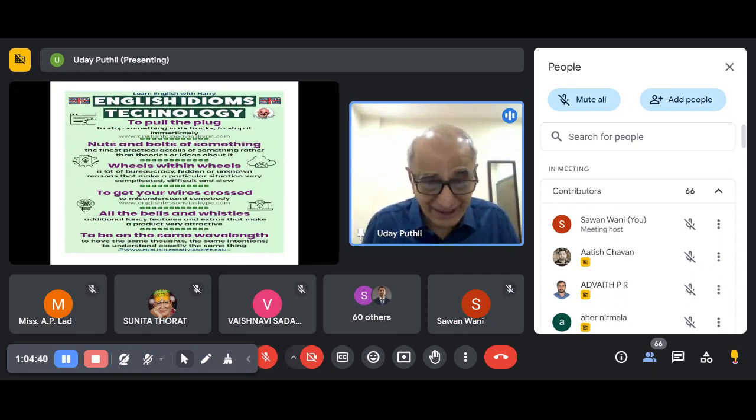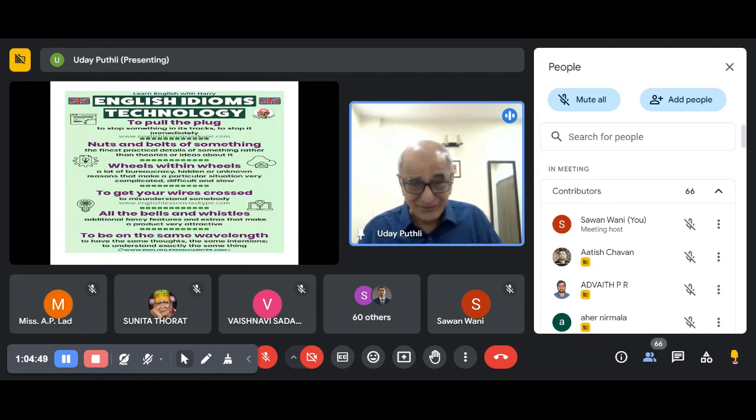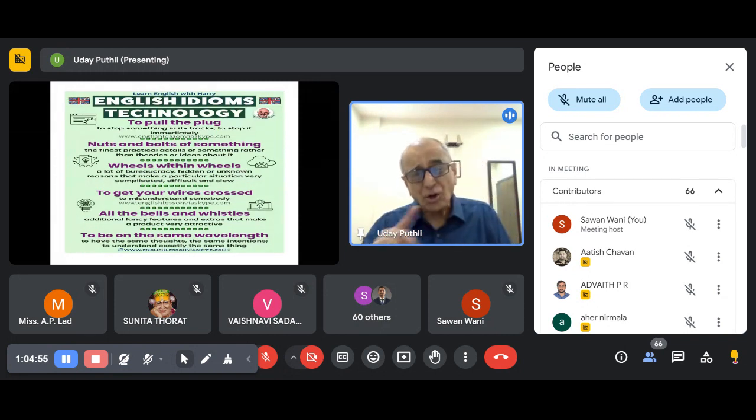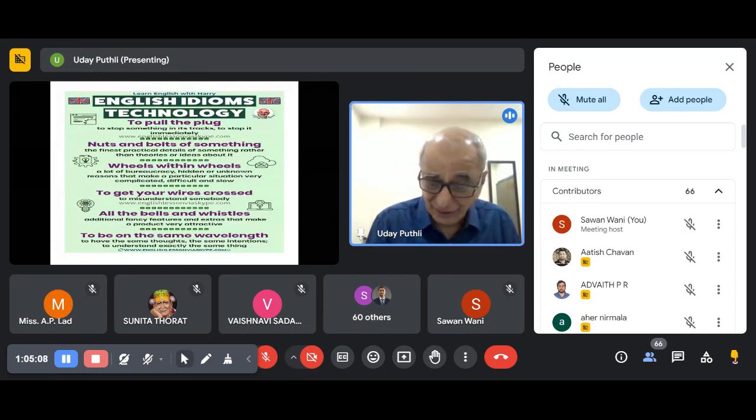It's like a very complicated machine where there are so many wheels that mesh with each other. And then, if you want to understand it, it's very difficult. As a matter of fact, if you want to get some work done in a government office, you got to go through a whole lot of processes. That is what is called wheels within wheels, and it is explained like this: a lot of bureaucracy, hidden or unknown reasons that make a particular situation very complicated and difficult and slow.